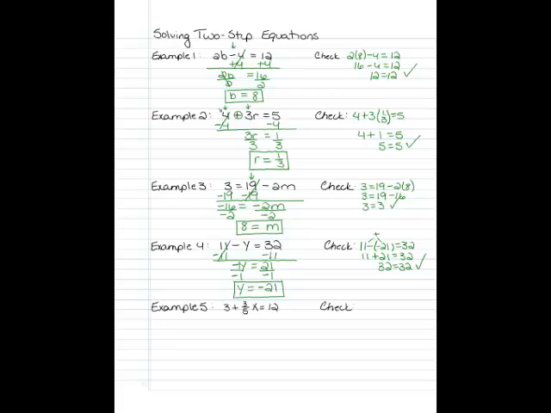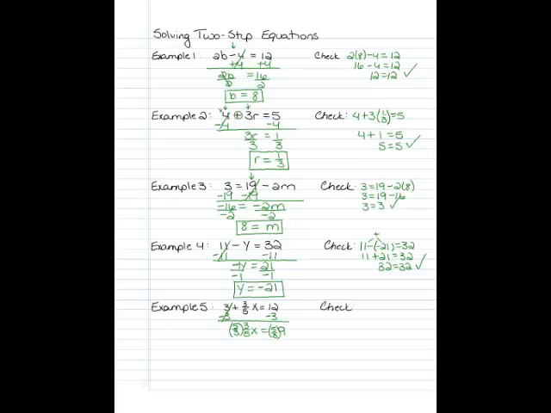Example 5, we have 3 plus 3/5 x equals 12. We want to subtract 3 from both sides first. 3 minus 3 is 0, and we're left with 3/5 x equals 12 minus 3 is 9. In order to get rid of the fraction, we want to multiply both sides by its reciprocal. So the reciprocal of 3/5 is 5/3, over here times 5/3.